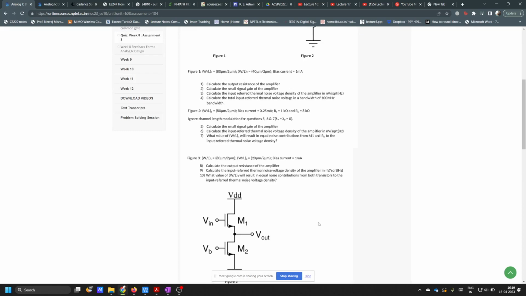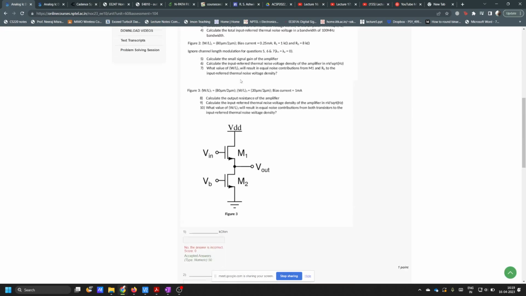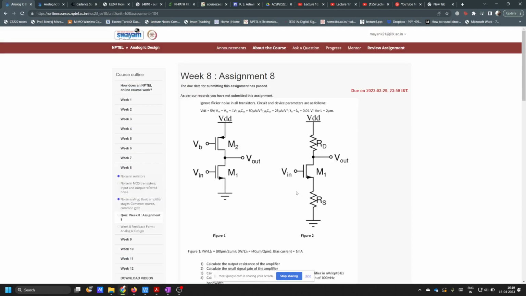Did anyone get the correct answer for this question? Yes, sir. So the person who was not getting the correct answer, what were you doing? Sir, we are equating 4 by 3. What is the question here? Equal noise contribution from M1 and RD to the input referred thermal noise voltage density, right? So first you have to find out the noise contribution of RD at the output, and then you have to input refer it, right?